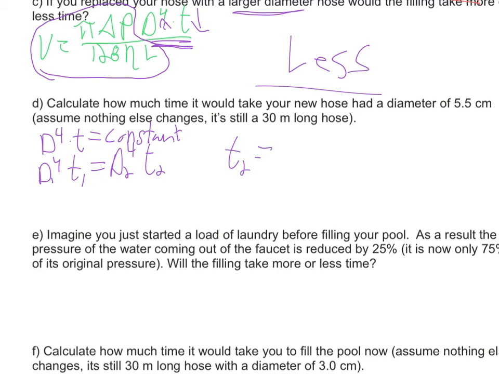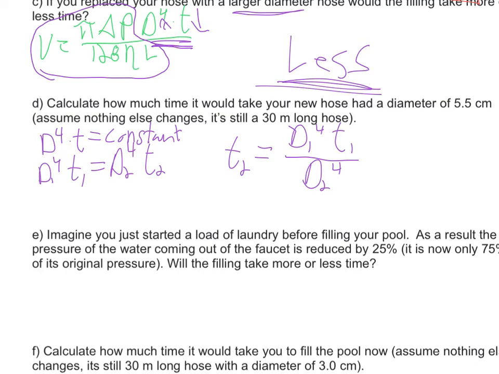So again, if you want to find the new time, you can solve this and say time 2 is going to be equal to d1 to the fourth times the initial time divided by d2 to the fourth. Now I'm going to let you identify your variables d1, t1, and d2 and try to solve, but you can always use what you answered in part C to help check. Is time 2 actually smaller than time 1? If so, that's a good sign. If not, you may have done something wrong.